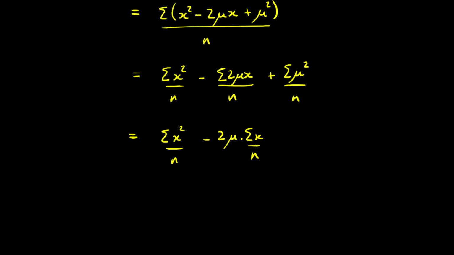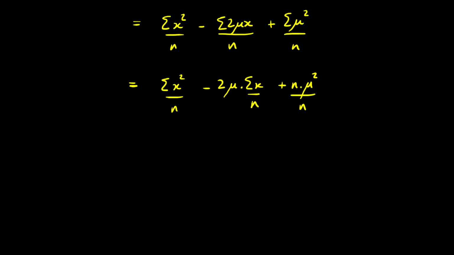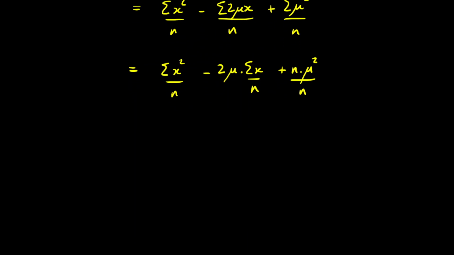And then what's going on here? Well, if we've got the summation of mu squared, now mu squared is just a constant. So this summation of mu squared means we're going to do mu squared plus mu squared plus mu squared plus mu squared. We're going to do it n times. So what we're going to end up with there is n lots of mu squared, all divided through by n. Okay, so it's looking a little bit complicated so far, but it is going to simplify.